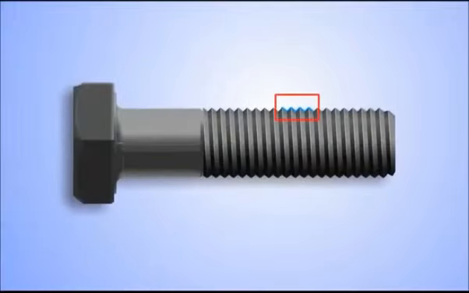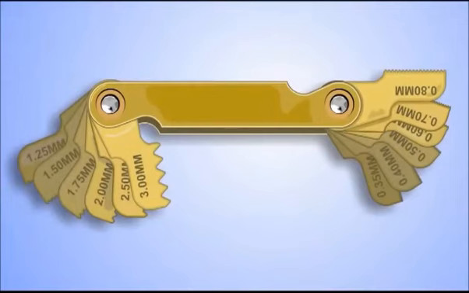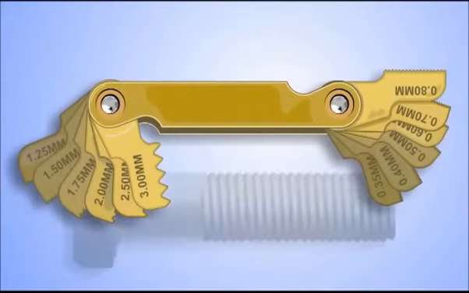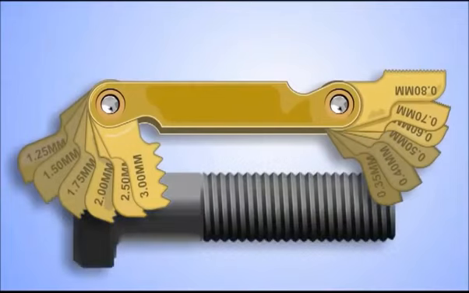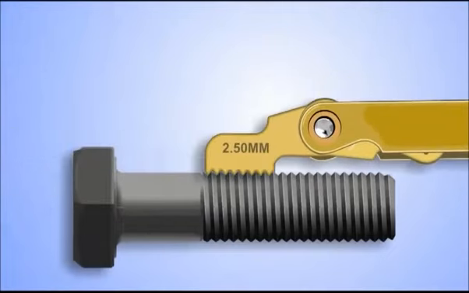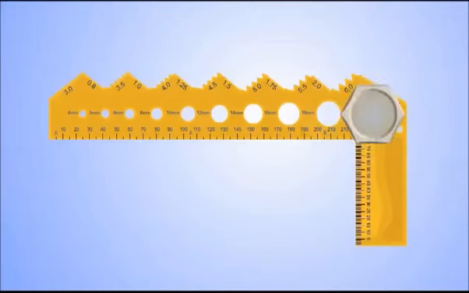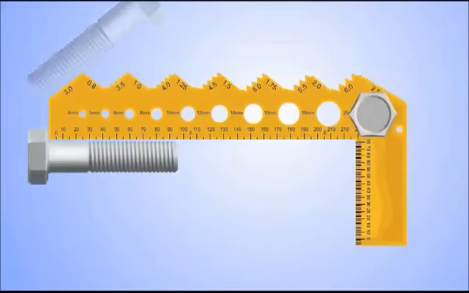Thread pitch is the distance from the top of one thread to the top of the next. Thread pitch can easily be measured using a thread pitch gauge. To measure the thread pitch, select the blade that exactly matches the threads on the fastener. Using a combination gauge is the easiest way to determine bolt size. This allows you to check the diameter, length, and thread pitch.